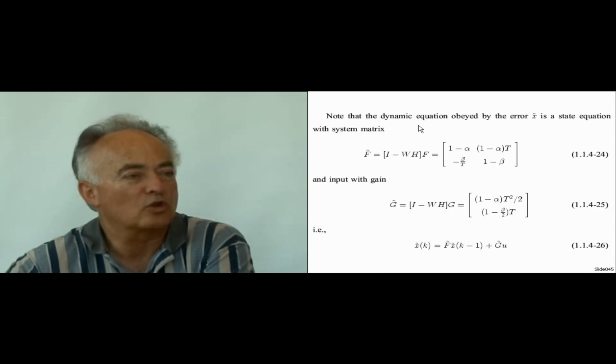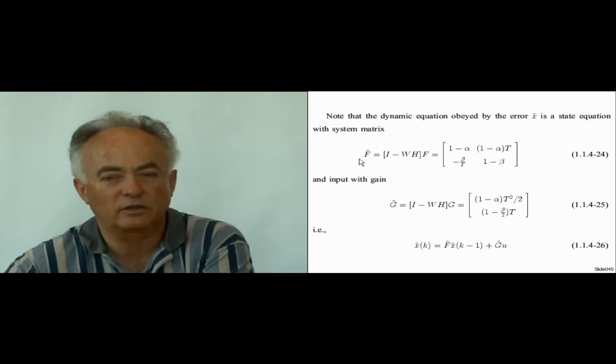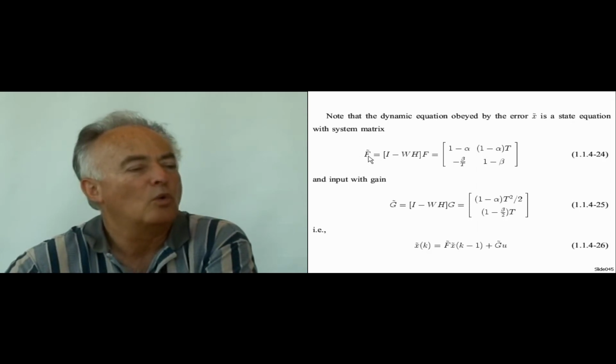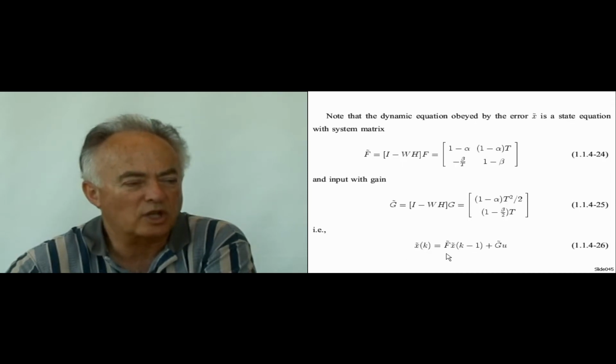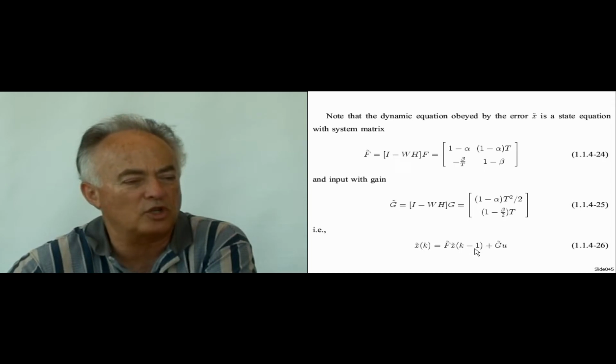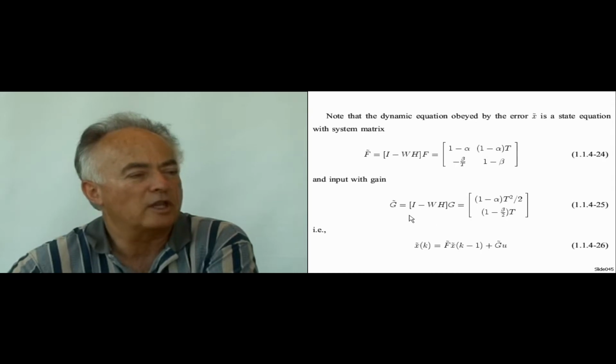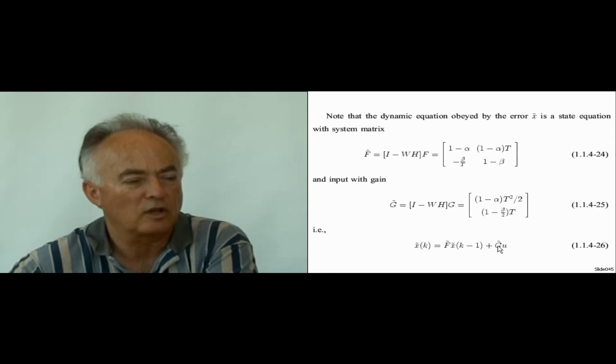Now, the dynamic equation obeyed by the error x tilde is a state equation with system matrix. We subtract the x and the x hat, the two equations, one is the dynamic, one is the filter, and we end up with a linear equation. x tilde is F tilde x tilde at the previous time plus G tilde u. With a little bit of algebra, F tilde turns out to be I minus WHF. Here are the elements of this matrix. You can see the alpha and the beta, how they come in. And there is a gain G tilde on this effect of the unknown input, that unknown acceleration on the state estimation error. And again, it is given by terms containing alpha and beta and obviously T.